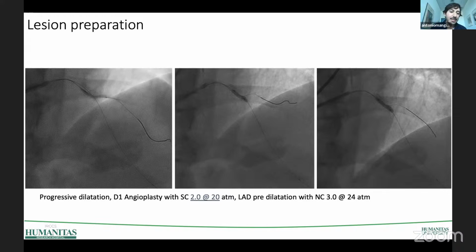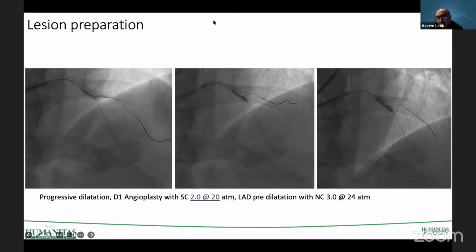But let's say in this case, we pre-dilated the diagonal. You see that we inflated a non-compliant balloon 3.0 at 24 atmospheres. Are you happy with the result? Just looking at this picture, it seems that the balloon is asymmetrical. You want to achieve more? Yes, I can't see the balloon markers really well. Let me see if I can.